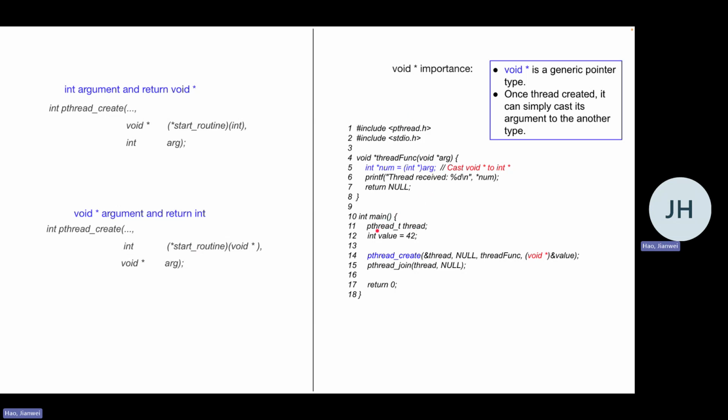For example, here in the main code, we create a thread with this format, and we use the void star. And in the thread function, we can cast this void argument to a different type, for example, to int here. So this is about the void star importance.